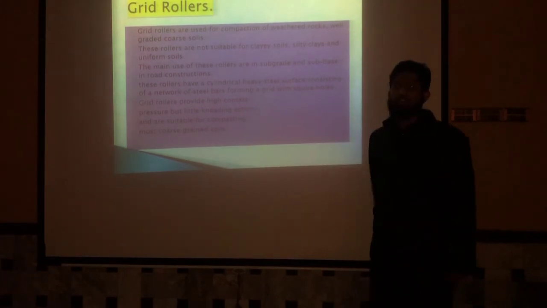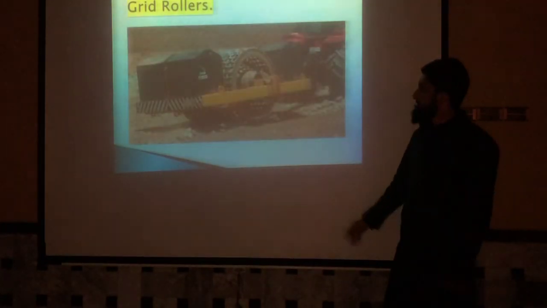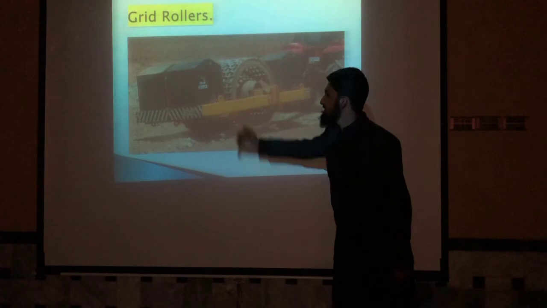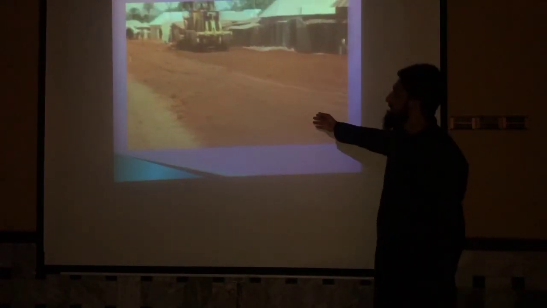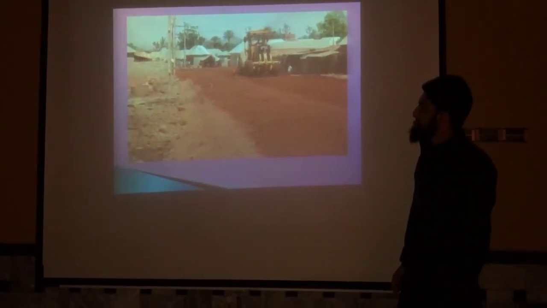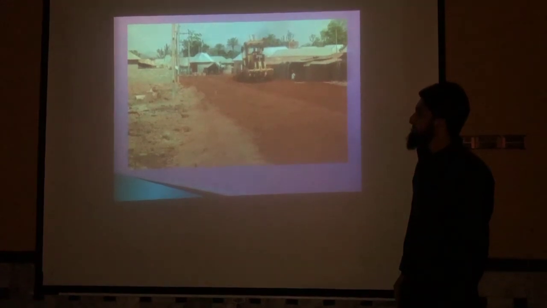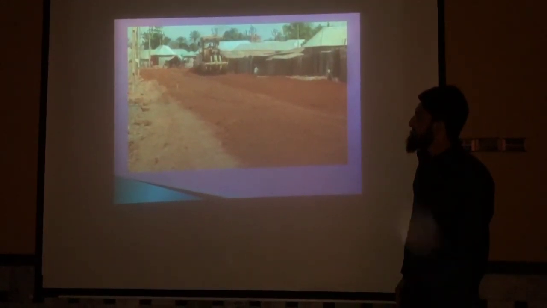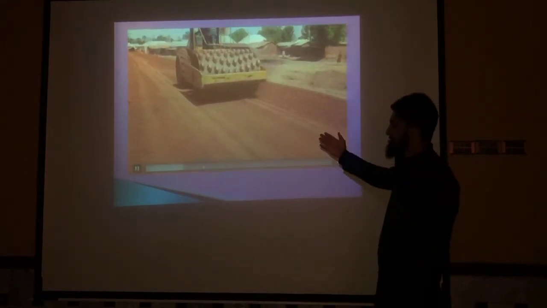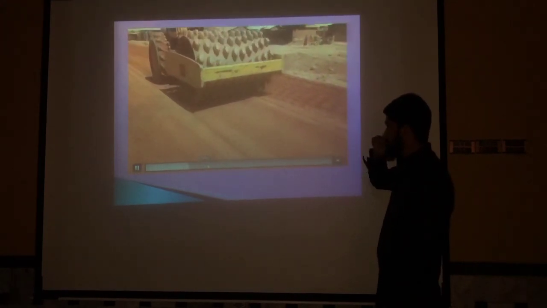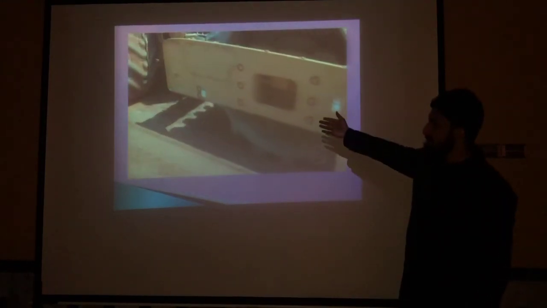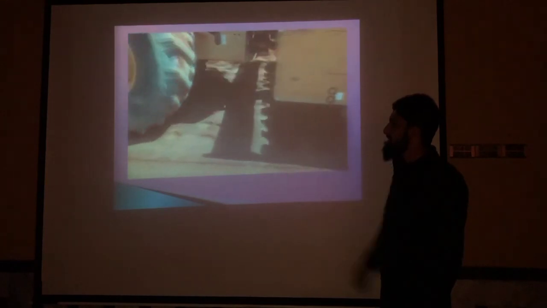They are suitable for the compaction of coarse-grained soils. This is a picture of the grid roller that is used for higher compaction, with the steel grid. Here is the video that shows us the compaction. A road construction is going on there, and this roller is used for the compaction of this soil.